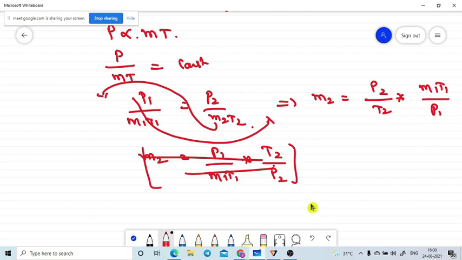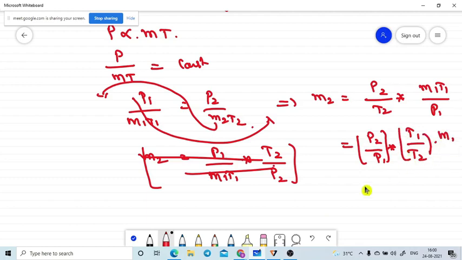Let me write it in a simpler manner. P2 divided by P1 I write as one group, and T1 divided by T2 I write as another group, into M1. Just substitute all the values, you will get the answer.